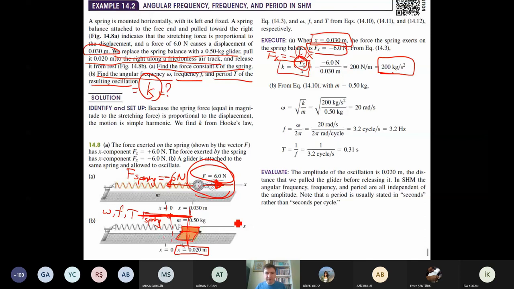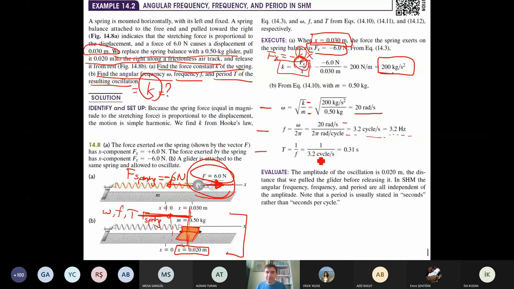What about the frequency? What about the period of the oscillation? You know the force constant k, you know the mass of the glider, then omega can be found: 20 radians per second. In the case of frequency, you have calculated omega, and you know 2 pi is given in radians per cycle, then the result is 3.2 cycles per second or 3.2 hertz.